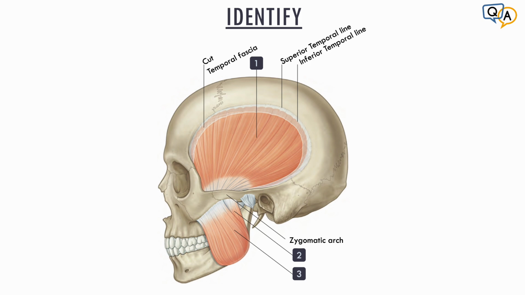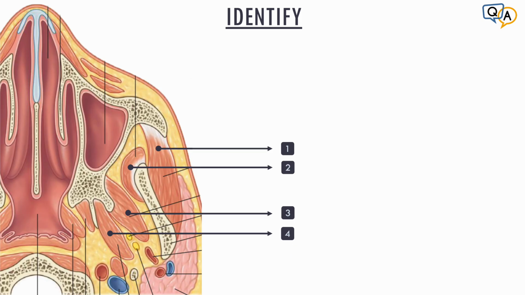So number one here is the temporalis muscle, and number two and three are the masseter muscle, the superficial and the deep parts. So these are all the four masticator muscles. So number one is masseter, number two is temporalis, number three is lateral pterygoid, and number four is the medial pterygoid.